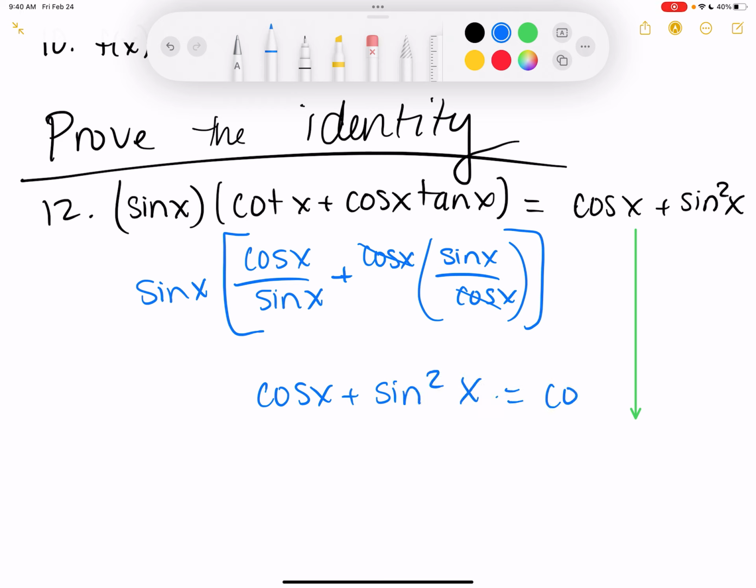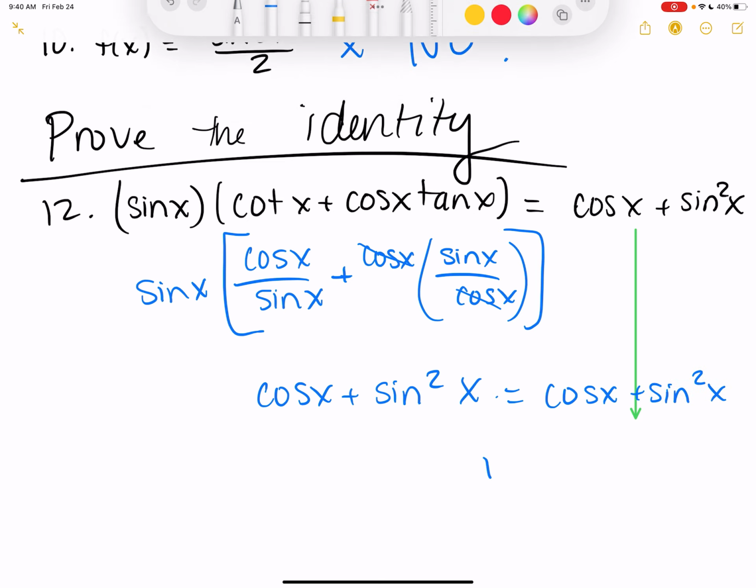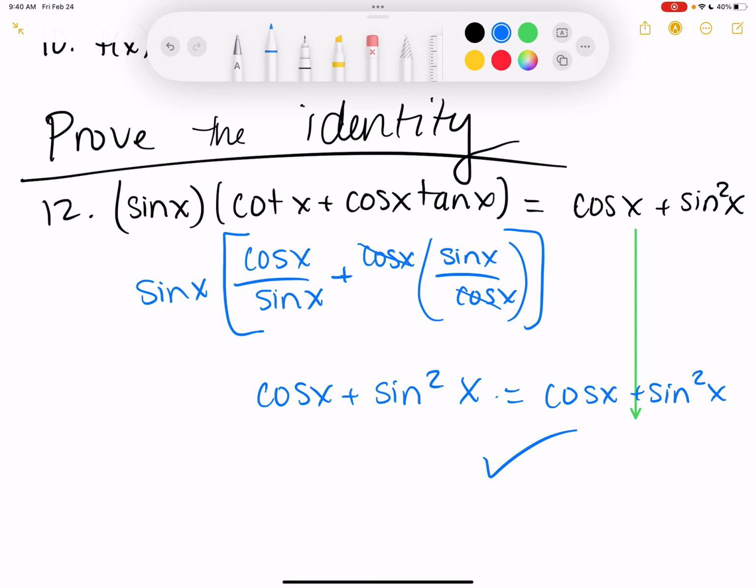to cosine x plus sine squared of x. That's what I was going for. Crazy. It's amazing.